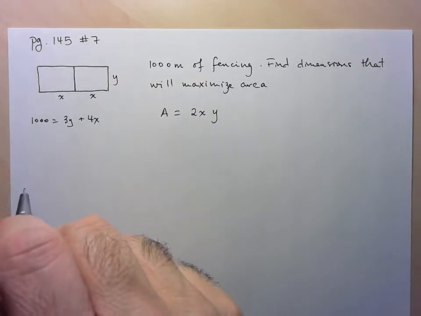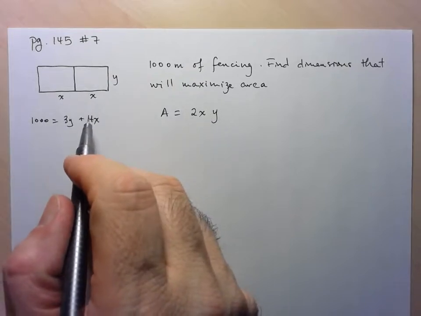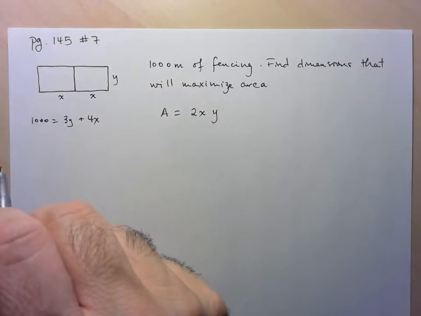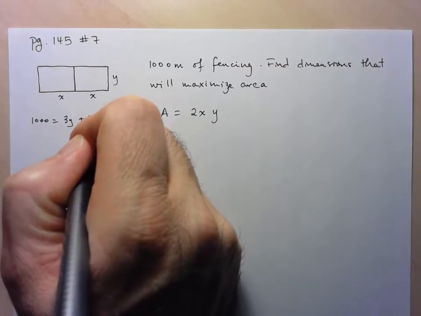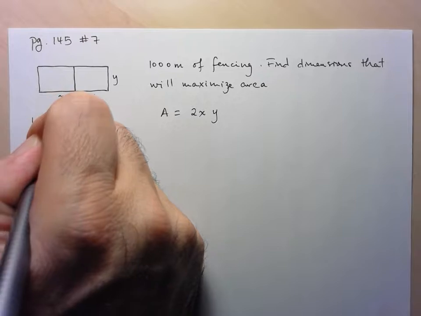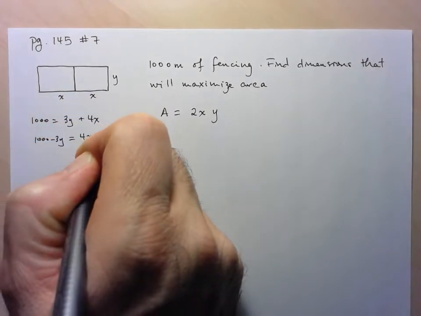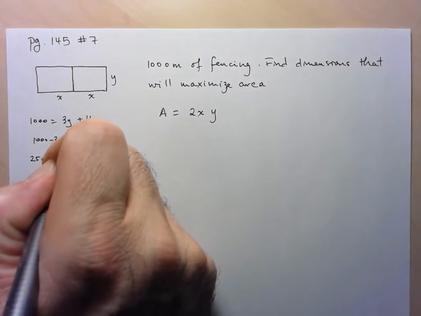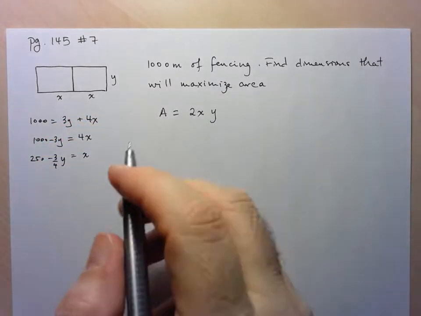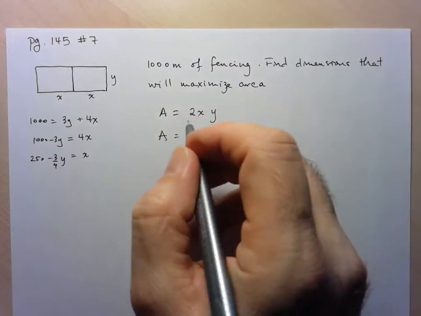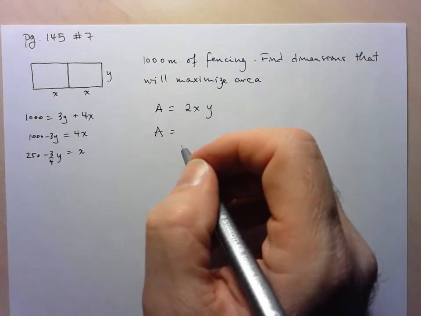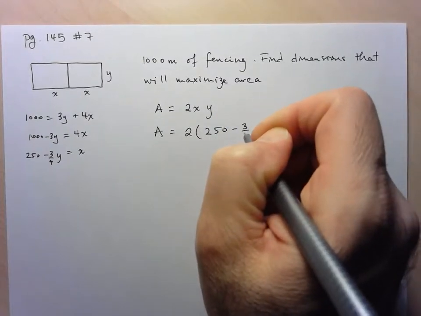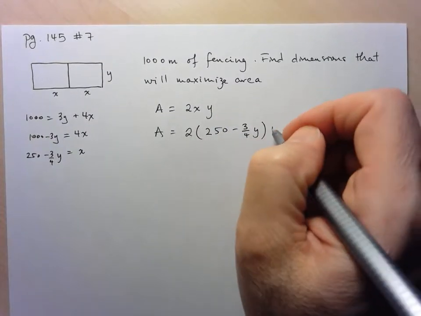I think I'm going to isolate x, because when I divide out the 4, it'll divide nicely into the 1,000, where the 3 won't. So we'll have 4x equals 1,000 minus 3y, and x is going to be equal to 250 minus 3 over 4 y. Now that we have this, we can input it into our area equation. So we have 2 times (250 minus 3/4 y) times y.